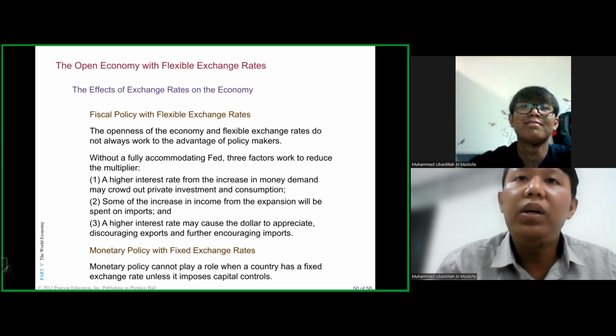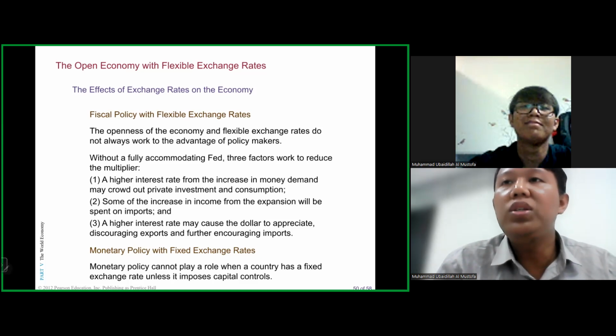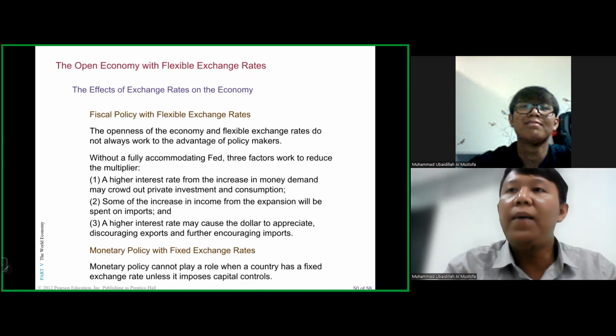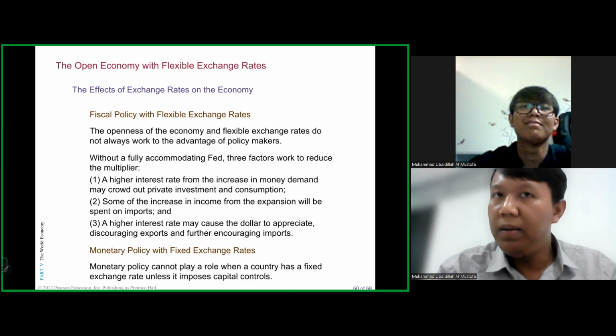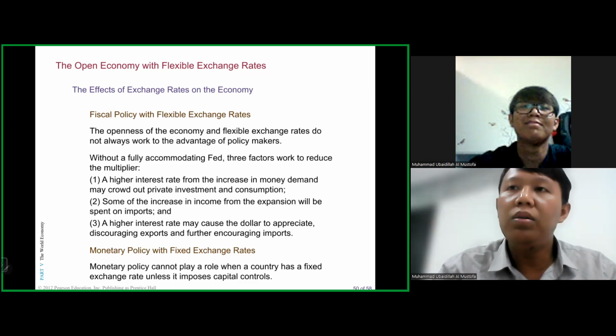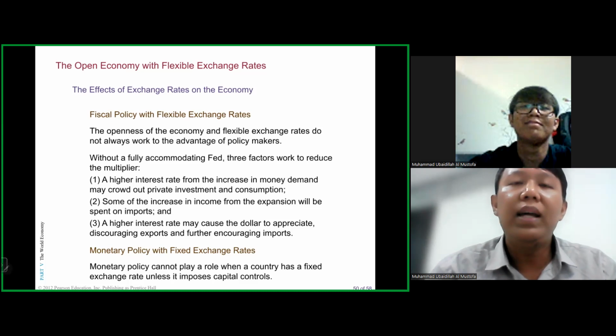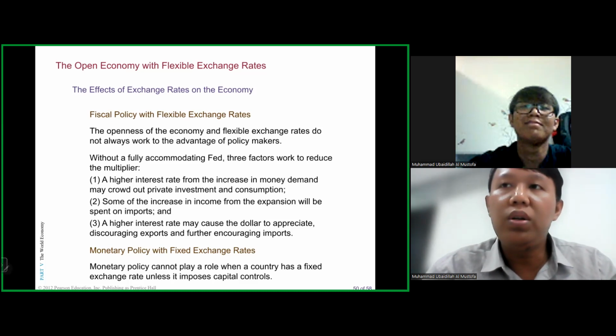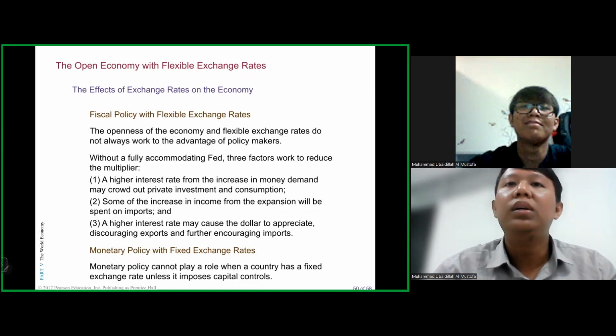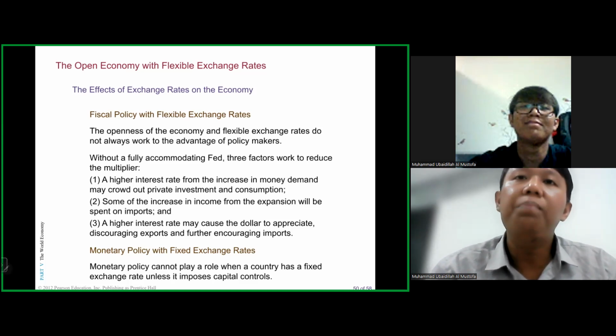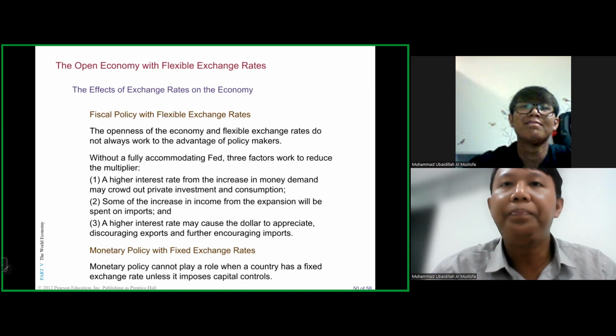Yeah, and some of the increase in income from the expansion will be spent on import. So the increase in income will be spent on foreign goods, on imports. So that's why it reduces the multiplier effect. And a higher interest rate may cause the dollar to appreciate, discouraging export and further encouraging import.